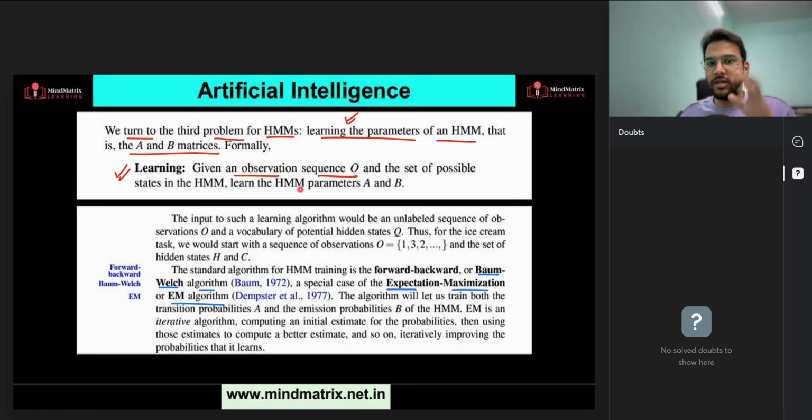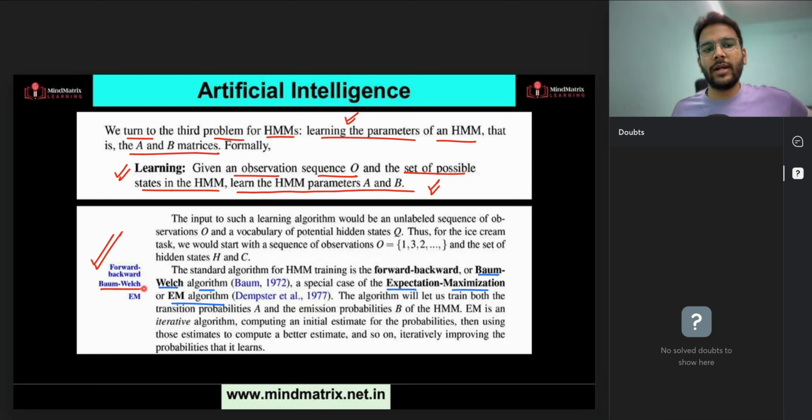Given an observation sequence, which is given to you, and the set of possible hidden states, these 2 things are given to you. Now you are trying to learn the HMM parameters A and B. That is the learning problem. For that purpose, we use the forward-backward algorithm, which we also call the Baum-Welch EM algorithm. Is this clear? That's all you need to know about this one. Just give this paragraph a read and you will understand. It is simply learning, right?